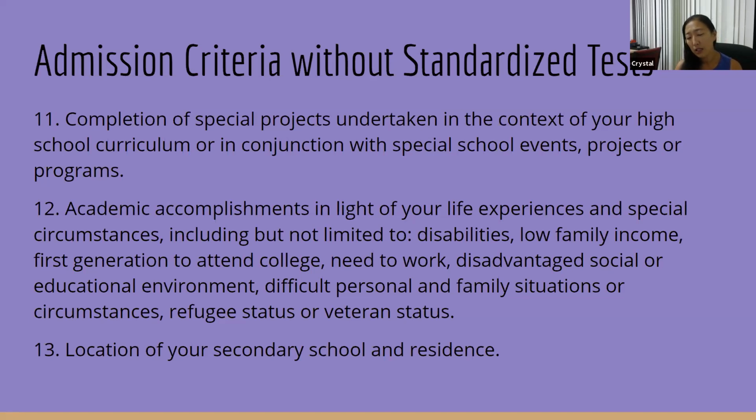And then 13 is the location of your secondary school and residence. That comes down to the fact that they can't have 90% of their population coming from 10 different secondary schools. They need to have geographic and school diversity as well. That way students, when they're experiencing college, they're not really doing high school 2.0, they're mixing with a large group of people.